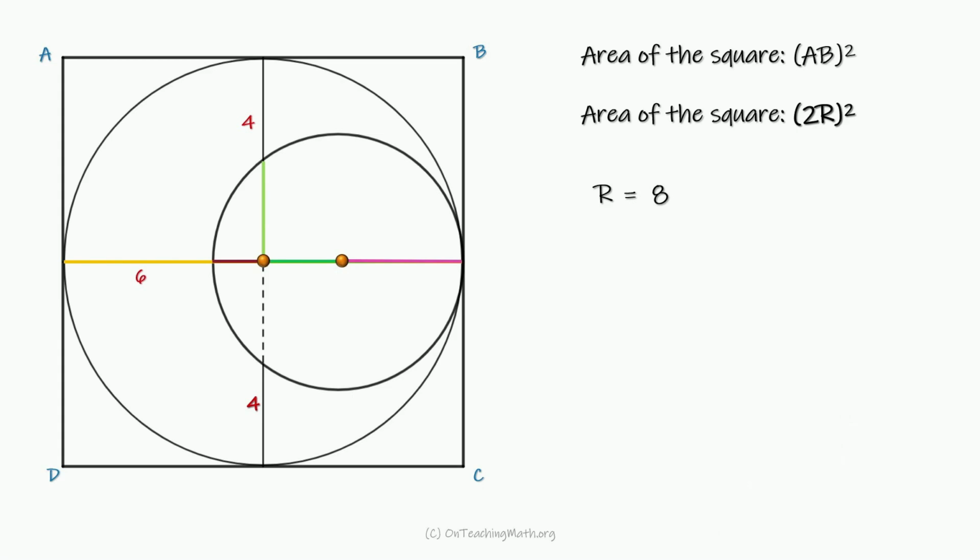So we know that 2R squared, so double the radius squared, is going to be the area. So 2R, right? 16 squared, 256. The area of square ABCD is 256. Pretty cool.